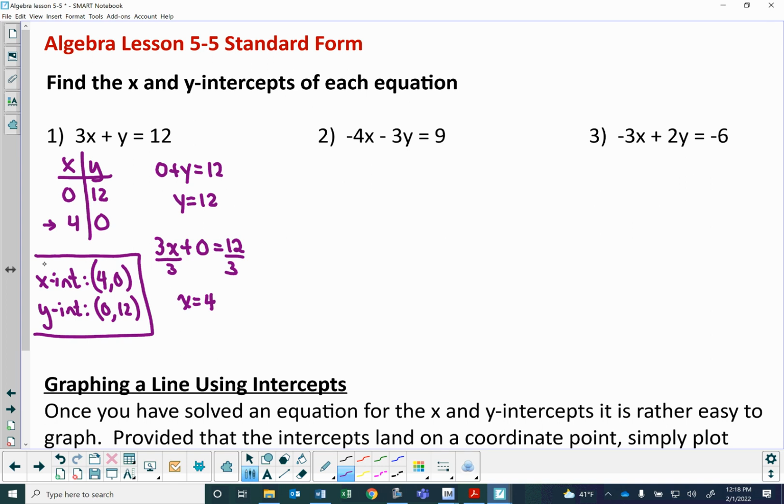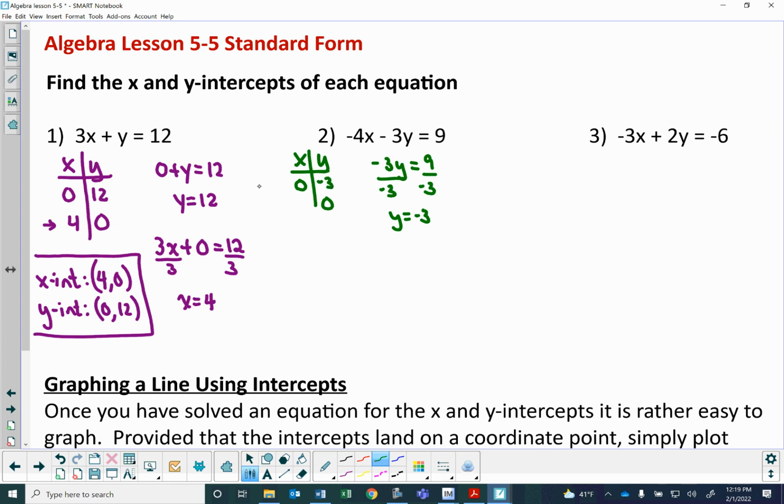Let's look at example 2 here. I'm going to do the exact same thing as I just did. I'm going to make a little x and y table. What happens when x is 0? What happens when y is 0? When x is 0, x goes away completely. So I have negative 3y equals 9. Divide by negative 3, divide by negative 3. y is equal to negative 3.